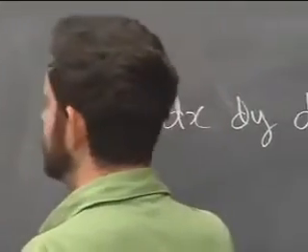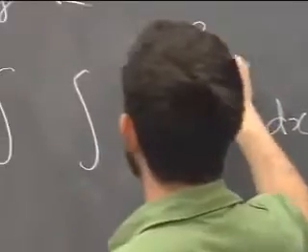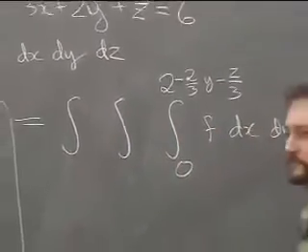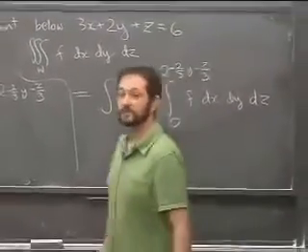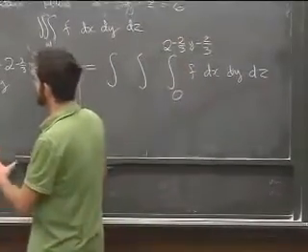The x goes from 0 up to 2 minus 2/3 y minus z over 3. Okay? Do you see how I worked that out? It's sort of hard geometrically. Sorry? Do it again. Okay. Maybe I'll rotate the thing.